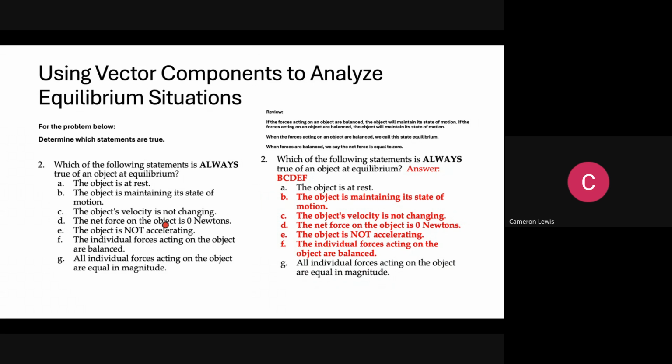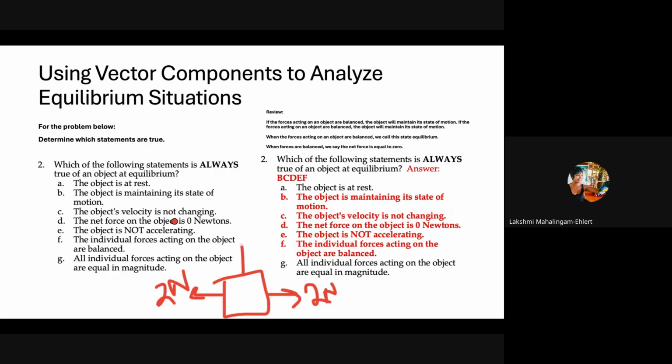So it's saying all individual forces acting on the object are equal in magnitude. Equal in magnitude means that it's something like this, right? Oh, it has to be balanced, not just equal. Okay, this means equal in magnitude, right? Equal doesn't always mean balanced.